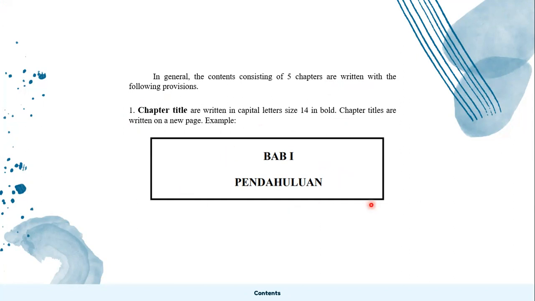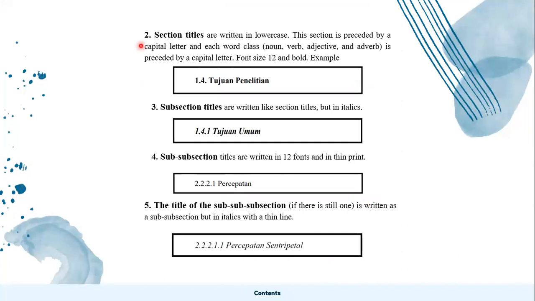And next is the section titles. Section titles are written in lowercase. The section is preceded by a capital letter, and each word class, noun, verb, adjective, and adverb is preceded by a capital letter, with font size 12 and bold. The example is like this.